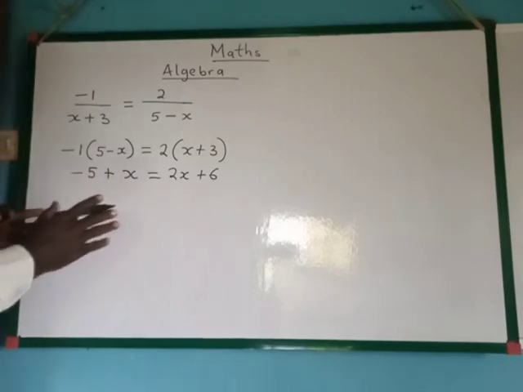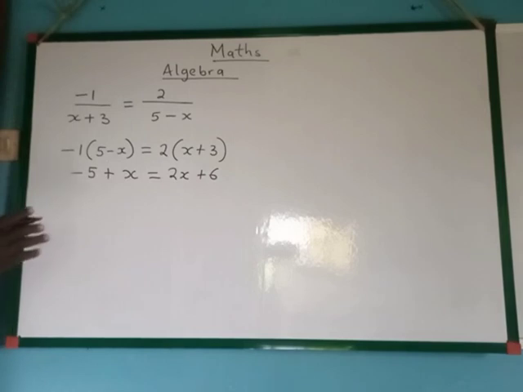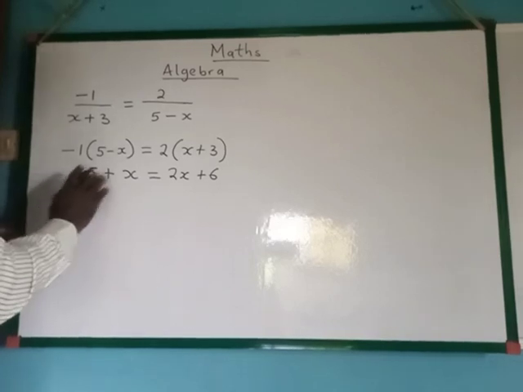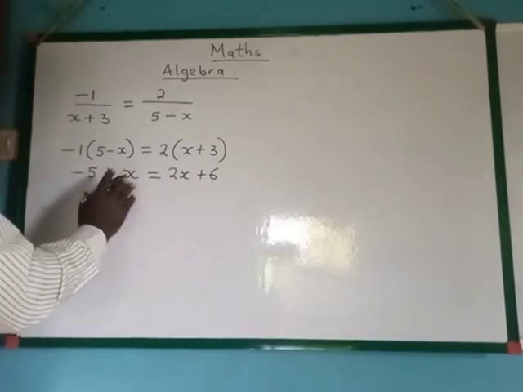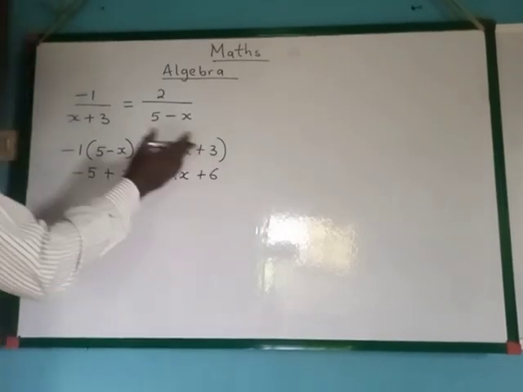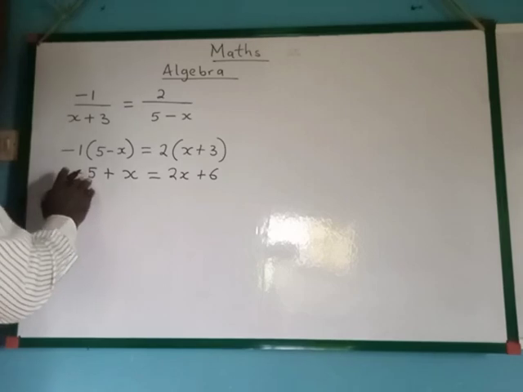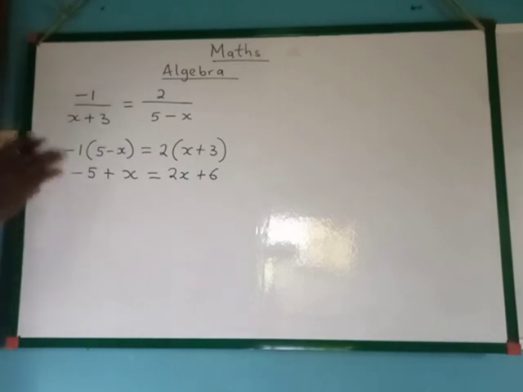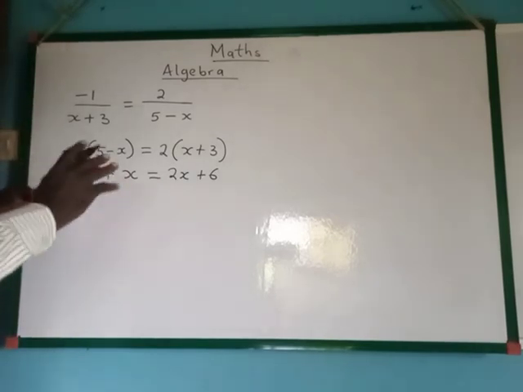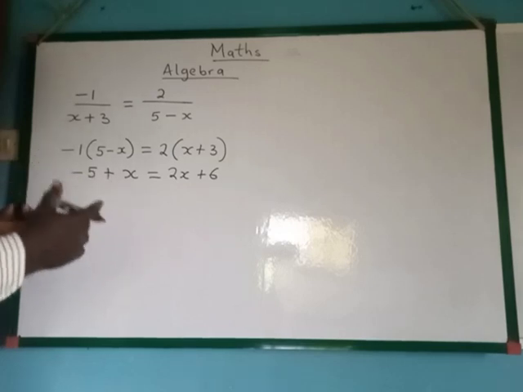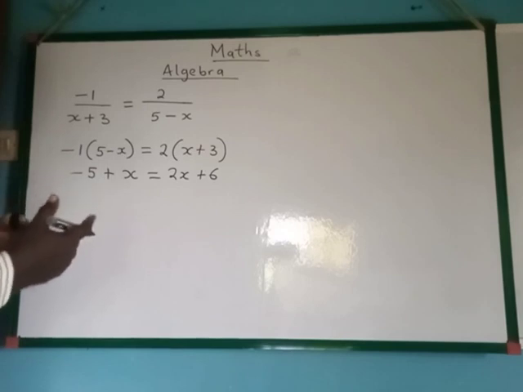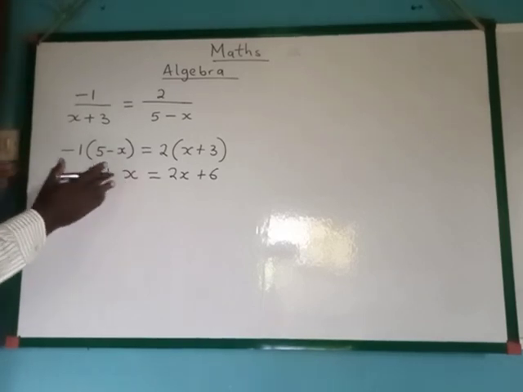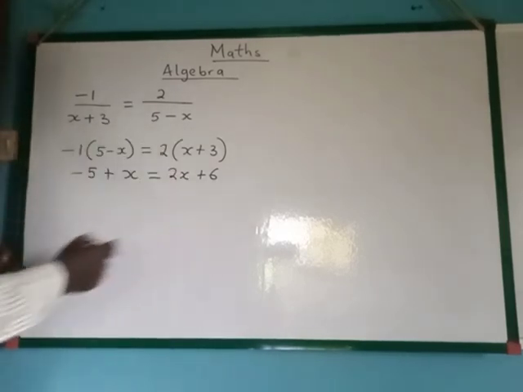The next thing we are going to do is to collect like terms. The like terms here: you have the ordinary numbers and you have the terms that are with x. So let us take the x to the right hand side and bring the ordinary number to the left hand side, or take the ordinary number to the right hand side and bring the x to the left hand side. No matter how you do it, as far as you follow the rules of algebraic solving, you are going to have the same answer. So let us have all our unknown, that is all the terms with x, to the left hand side, and we take the ordinary number to the right hand side.